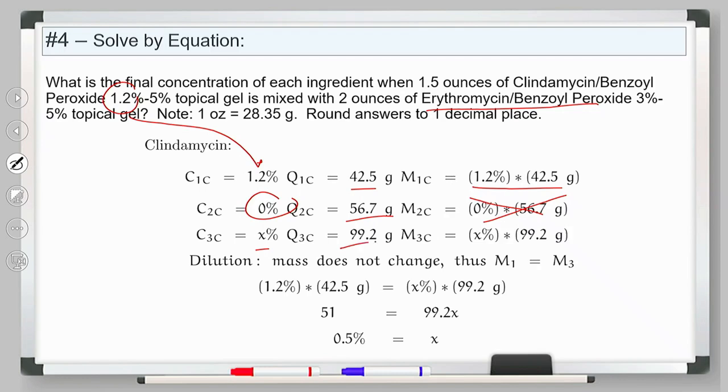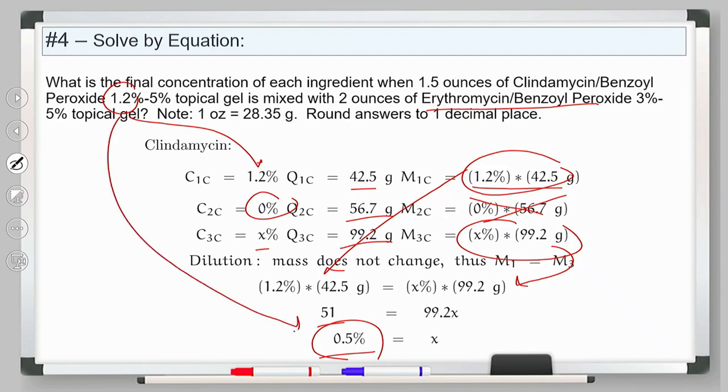But remember, I know the final weight. It's going to be the additive of all those weights, so I know its weight. So really, this is going to equal this. Let's bring those down here and set them equal to each other. So 1.2 times 42.5 is 51, equals 99.2x. Divide each side by 99.2, and I get 0.5. It should make sense that I'm going from 1.2% down to 0.5%. I'm diluting it, so there's going to be less concentration of clindamycin.